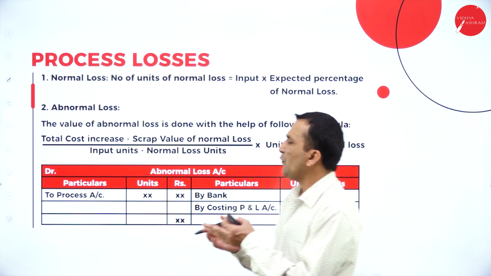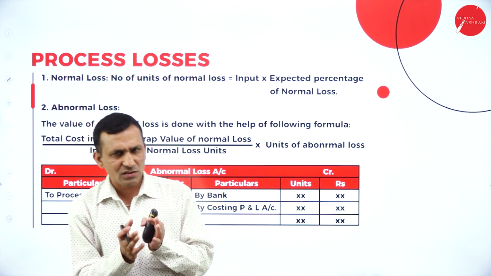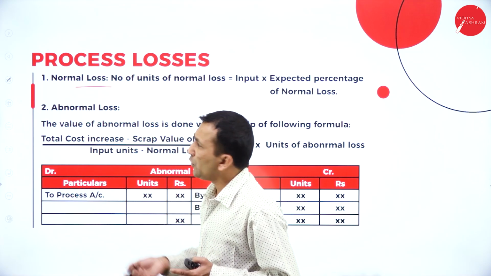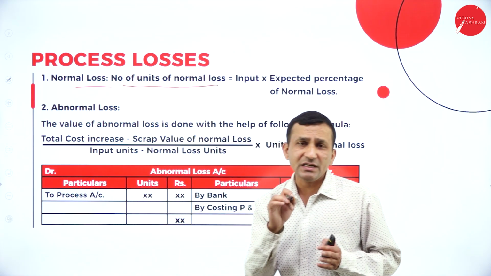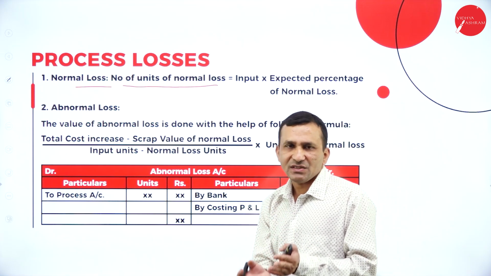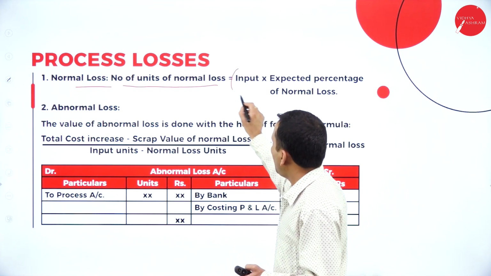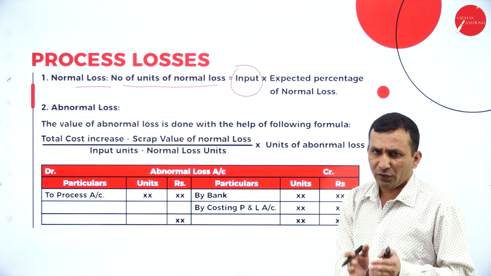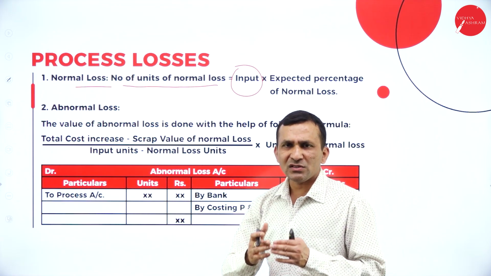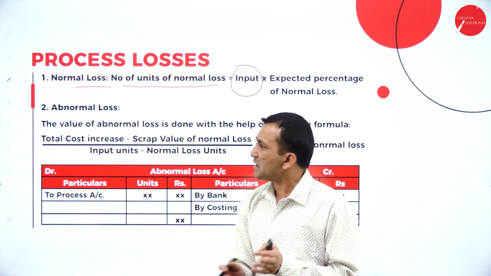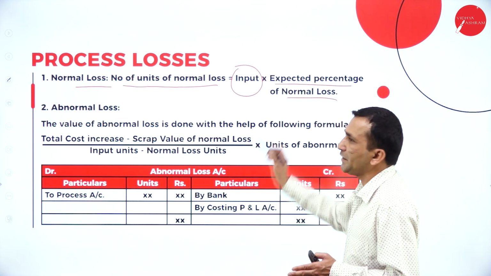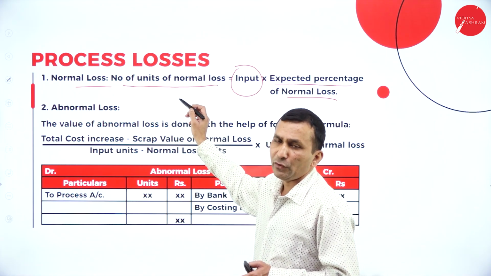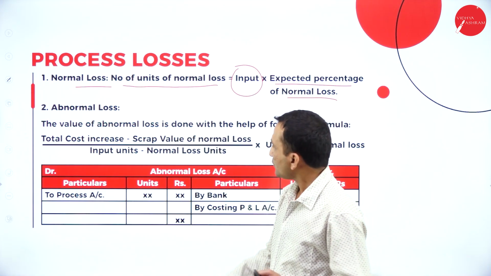Moving forward, we have identified there are 2 losses very common for productions. Here, how do we find out the normal loss? The number of units of normal loss is clearly specified in the question, or a percentage is specified. For example, in the last slide I specified input, for example 20,000, and 10% or 5% or 2%, whatever expected percentage they specify. So easily we can find the normal loss units: input into percentage.